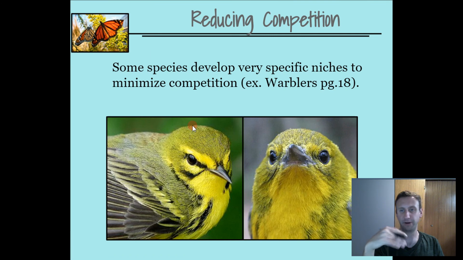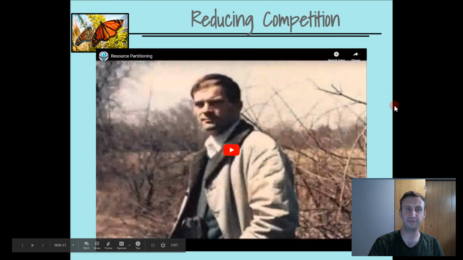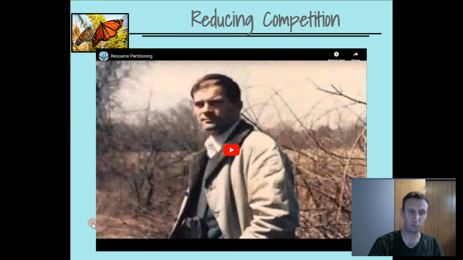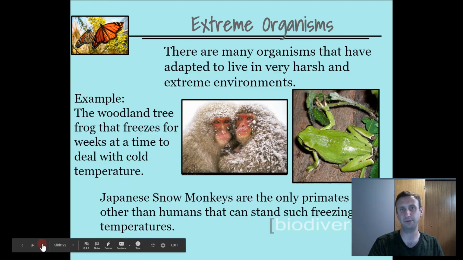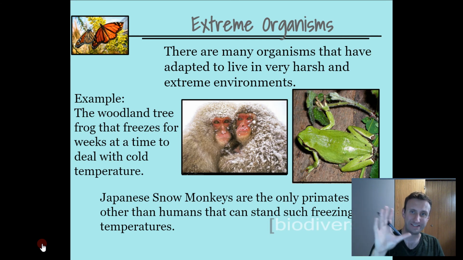Okay, some species develop very specific niches to minimize competition. So they actually find a very specific niche that makes it so that they are no longer competing with something else. This is a video about resource partitioning of the warblers that we'll take a look at that kind of talks about what we were looking at before. Now, there are organisms that have ended up, or adapted, to living in extreme environments in order to not have to compete. So they found a niche that works for them, but it's still an incredibly harsh and severe and extreme environment.